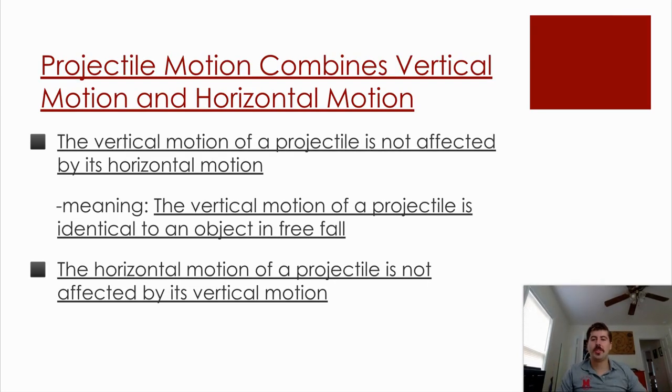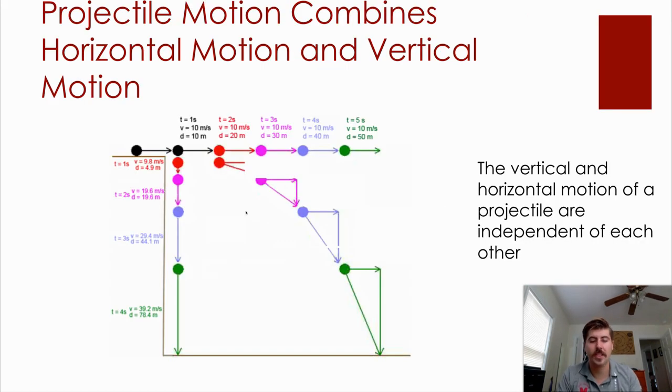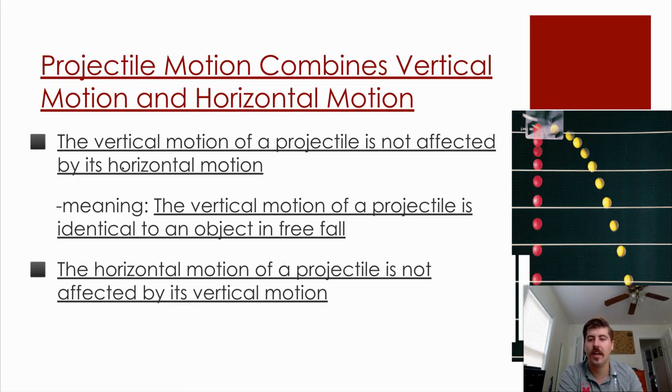When we're looking at projectile motion, we have to break it, like I said before, into vertical motion and horizontal motion. The vertical motion of a projectile is not affected by its horizontal motion or vice versa. So they're not affected by each other.